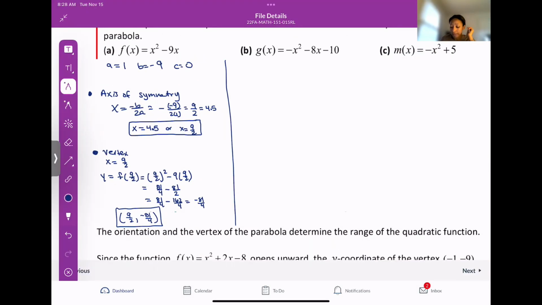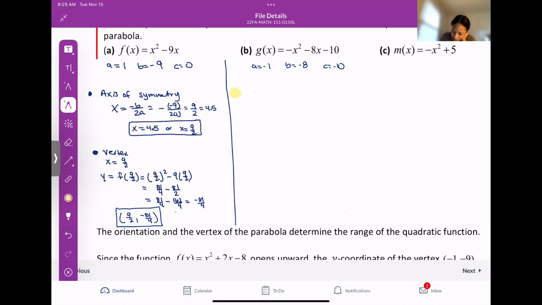All right, then in part B, we have g of x is negative x squared minus 8x minus 10. So a is negative 1, b is negative 8, c is negative 10. We don't really need c again, but should be able to identify it.